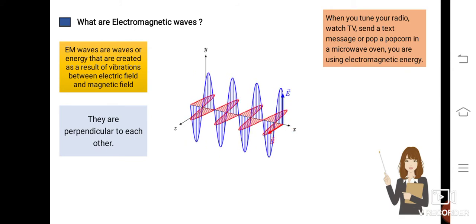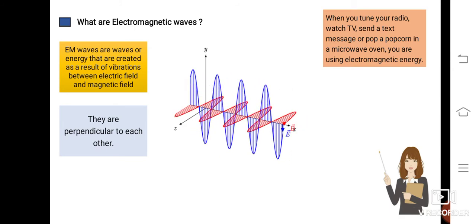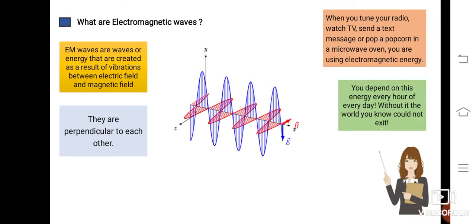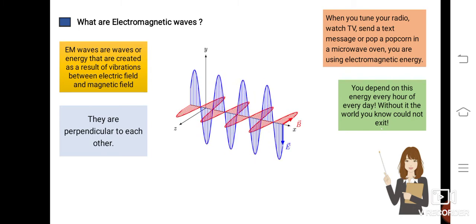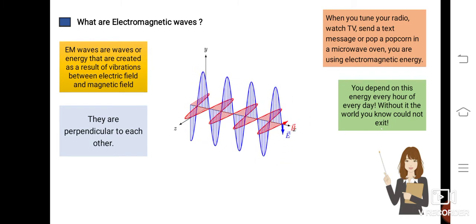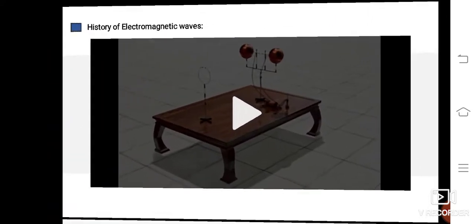When you turn on a radio, watch TV, send a text message, or pop popcorn in a microwave oven, you are using electromagnetic energy. So we can conclude that you depend on this energy every hour of every day. Without it, the world you know could not exist. So what do we have next?